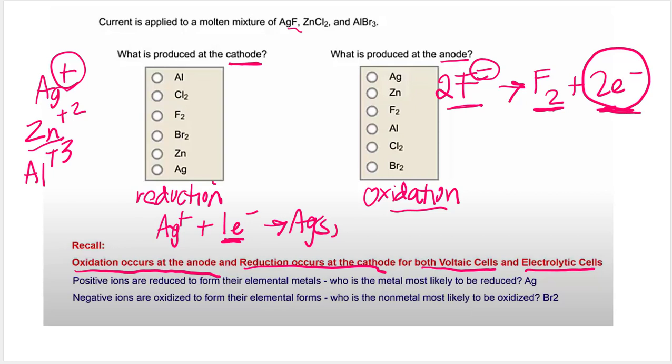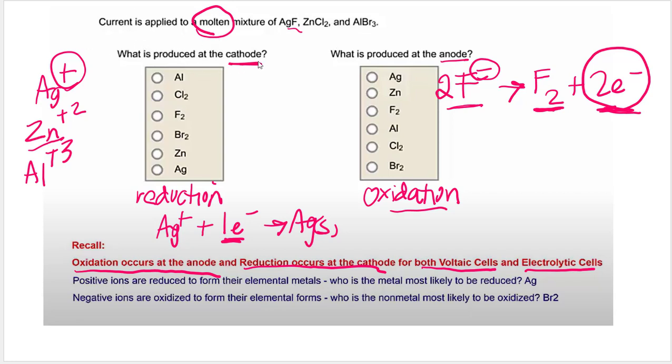Do we need to consider water as a competitor? And the answer is no. There is no water at all because we just have molten mixtures. It's just these salts that have gone from solid to liquid.